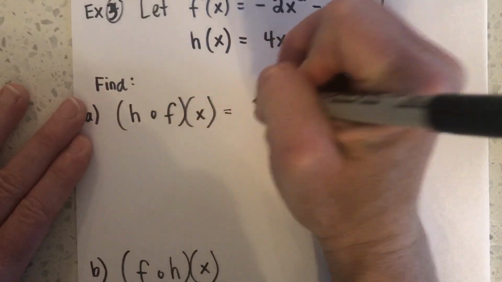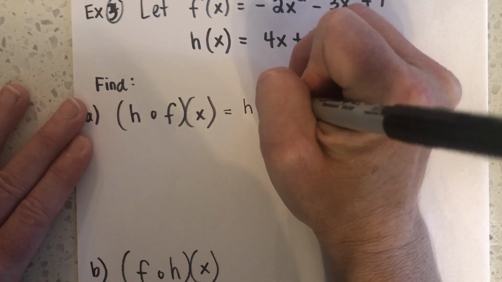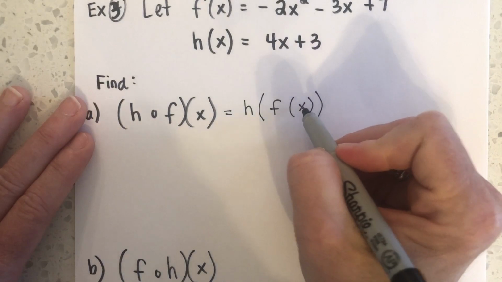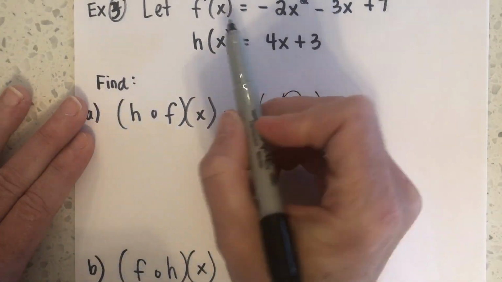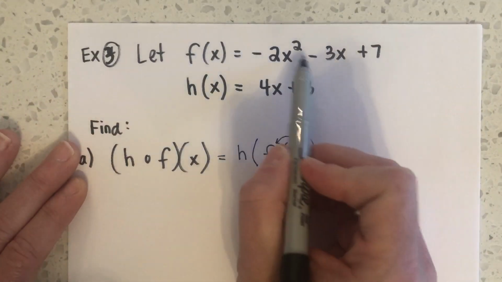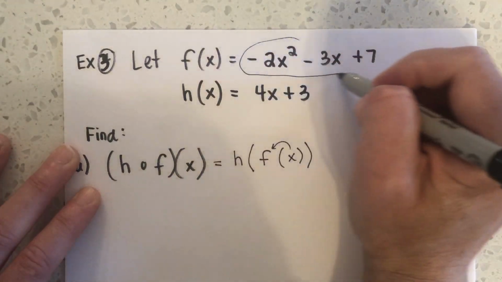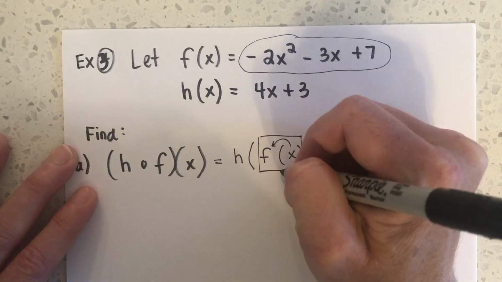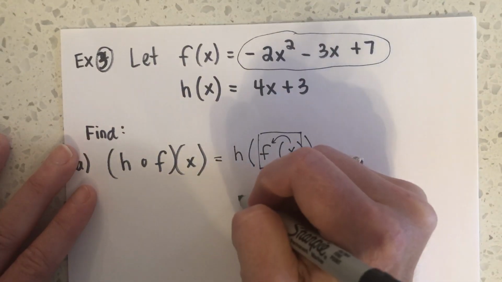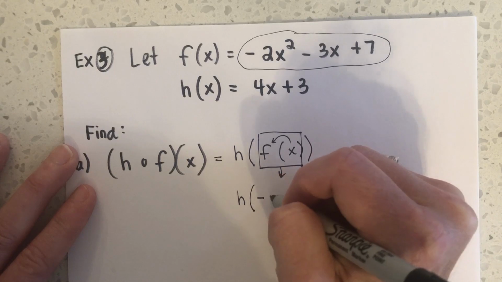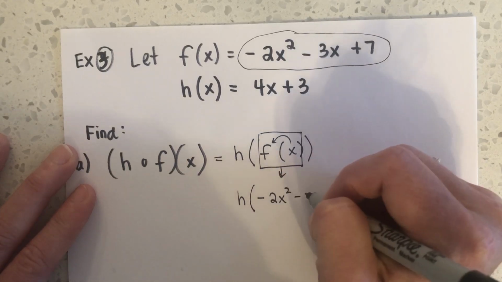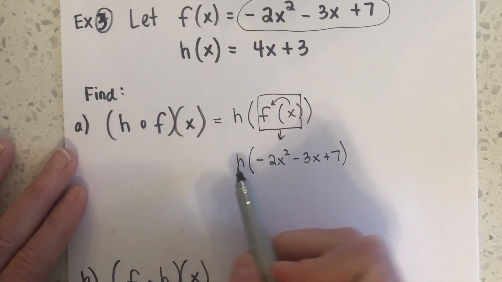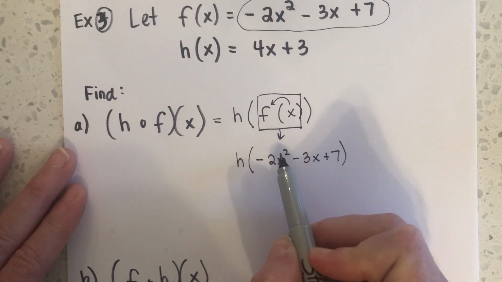So that literally means to find h of f of x, right? So first, you have to plug x into f. But guess what? You already plugged x into f. It's this expression. This is what f of x is equal to. So f of x is literally this expression. So you're going to find h of negative 2x squared minus 3x plus 7. So we have to go to function h and plug all of this in for x.